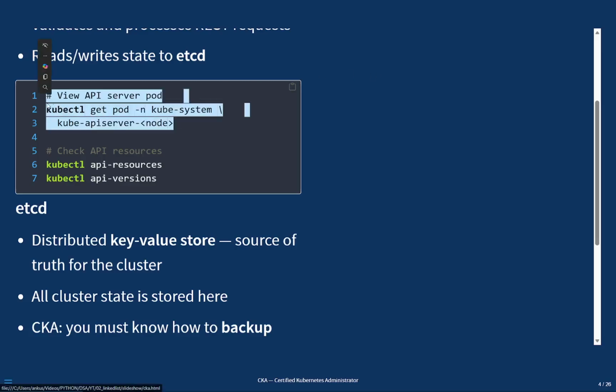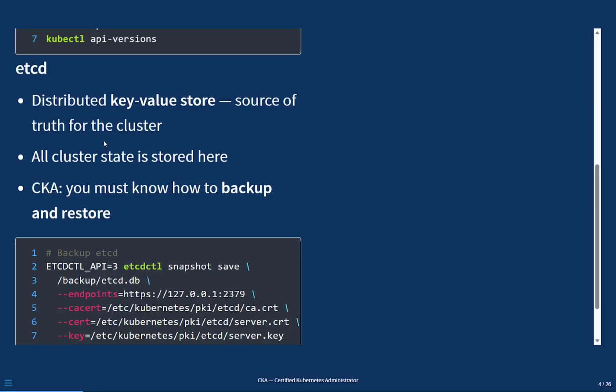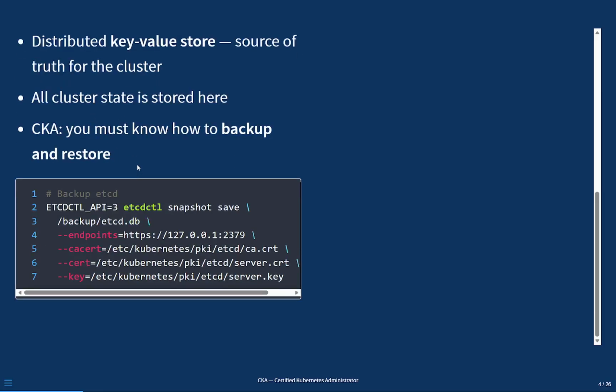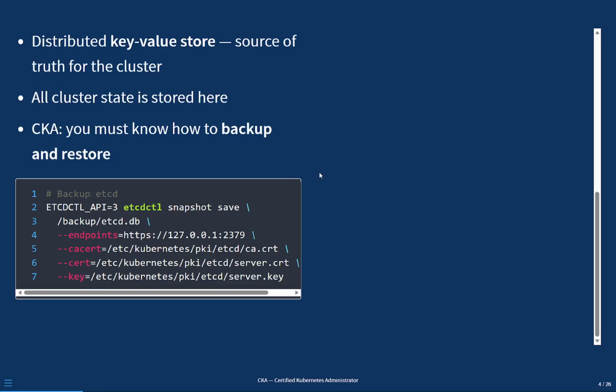Click etcd. This is where all cluster state lives. Nodes, pods, secrets, config maps, everything. It is a distributed consensus system using the Raft algorithm. For the CKA exam, the critical skill here is knowing how to back it up and restore it. The command shown uses etcdctl with ETCDCTL_API=3, and you must supply all 3 TLS certificate flags. We have a dedicated slide on this later.